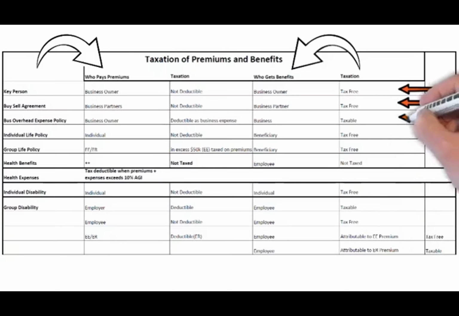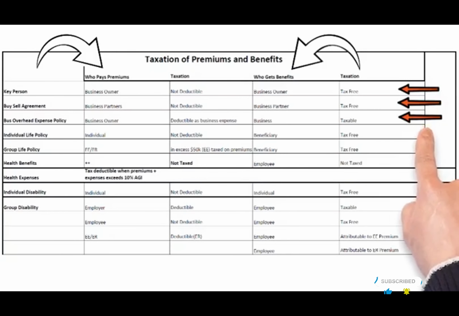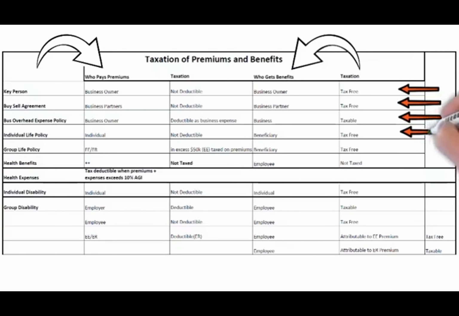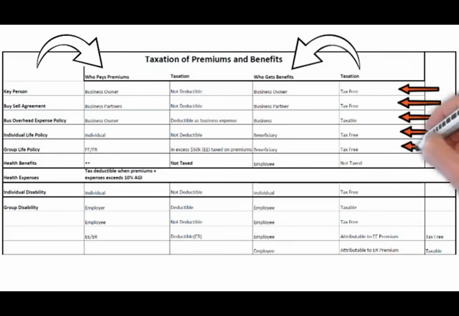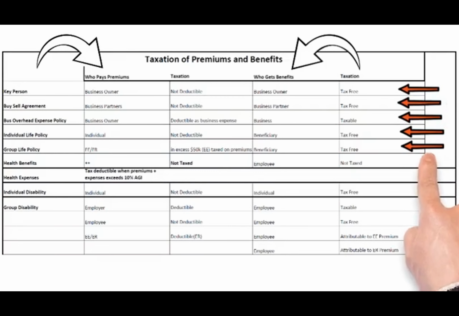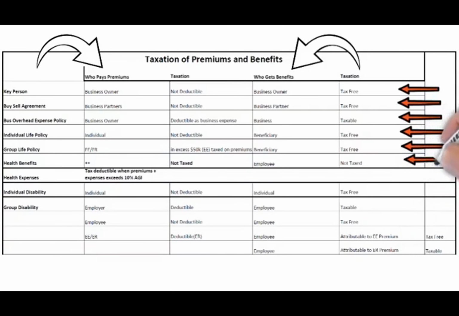On a business overhead expense policy, it's the employer, the business owner, paying the premium, but the business itself gets the benefit. Individual life insurance, the individual pays the premium and the beneficiary gets the benefit. Group life, anything in excess of $50,000, the employee is taxed on the premiums. No, you are not taxed on your health benefits. Very important that you know that.